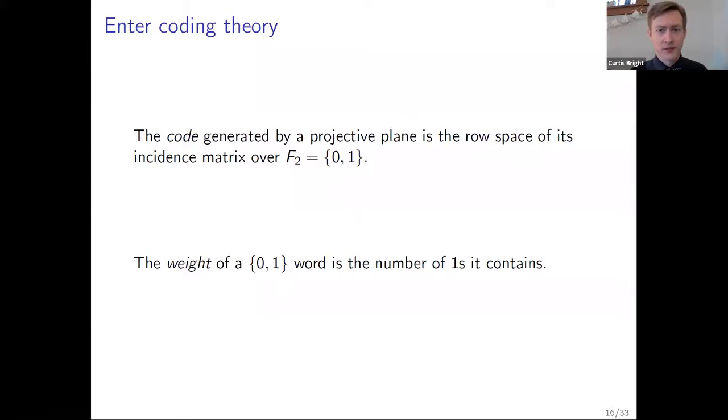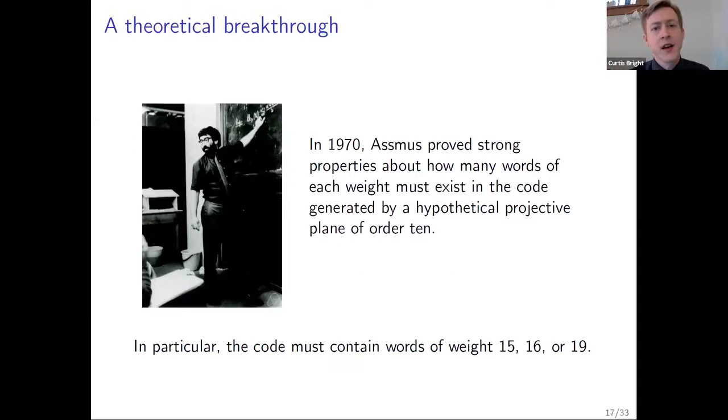All right, so it's just also known as the Hamming weight. It's a sum of the entries. All right, so the reason I give these definitions is because of this theoretical breakthrough of Assmus in 1970. He did something very interesting. He assumed the projective plane of order 10 existed, and then derived properties about it, the weight distribution of the code. Now, this is very interesting. So you don't even have the matrix in your hand, but you're actually able to derive how many vectors of a given weight there should be. In particular, you can derive there must exist a vector of weight 15, 16, or 19.